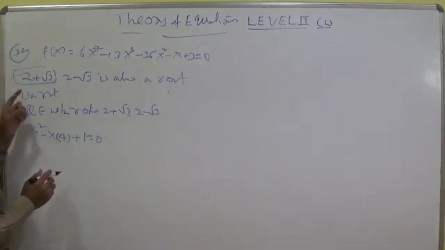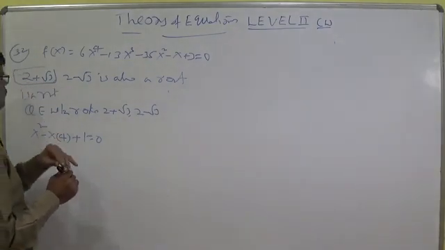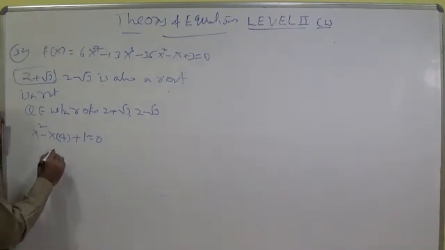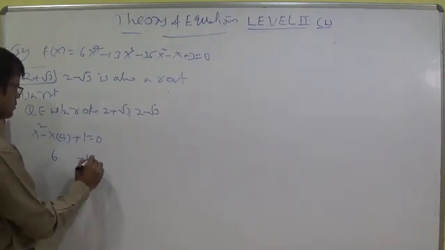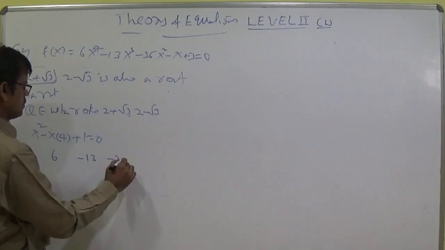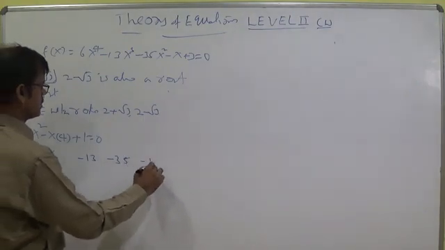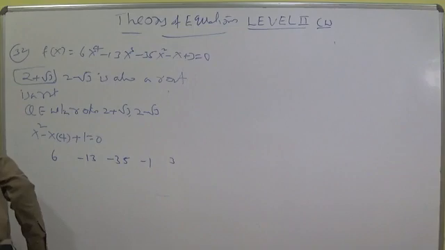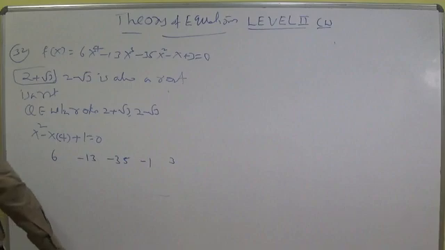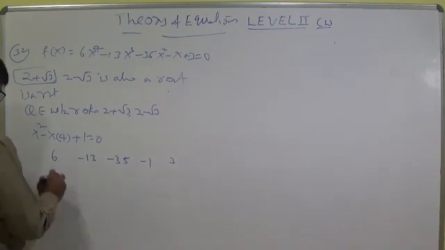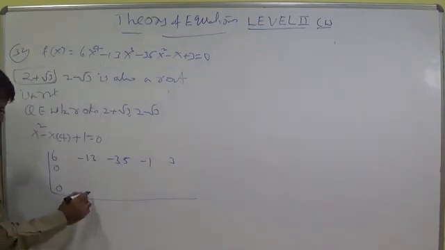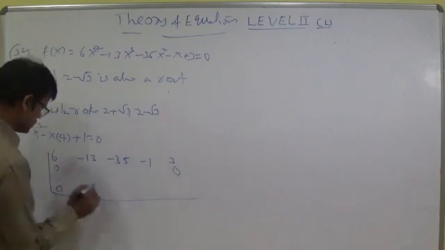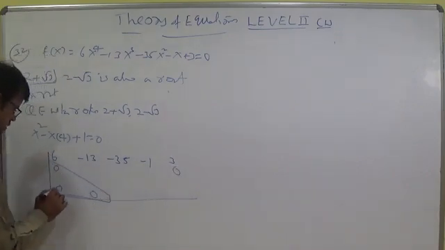2 plus root 3, 2 minus root 3, the sum is 4, and the product is 4 minus 3, exactly 1. 6 x to the power 4, 3, 2, 1. 6, minus 13, minus 35, minus 1, 3. Put here 0, 0, 0. At last it is 0. This is the triangle 0 concept.